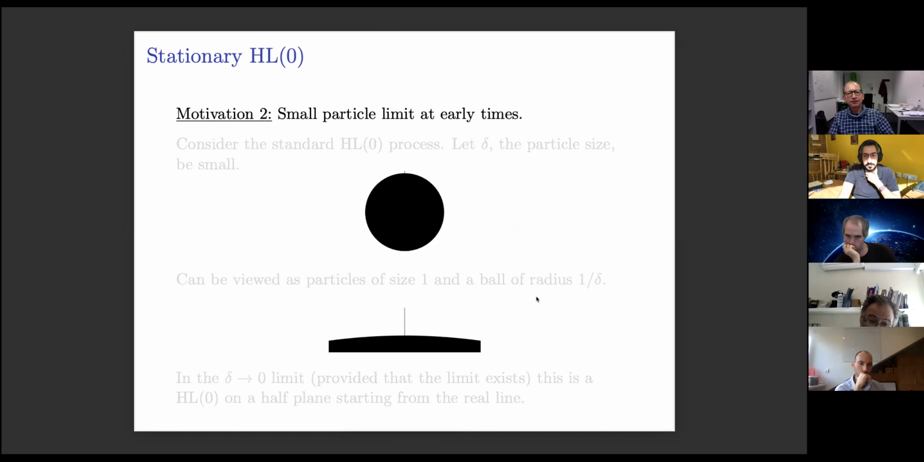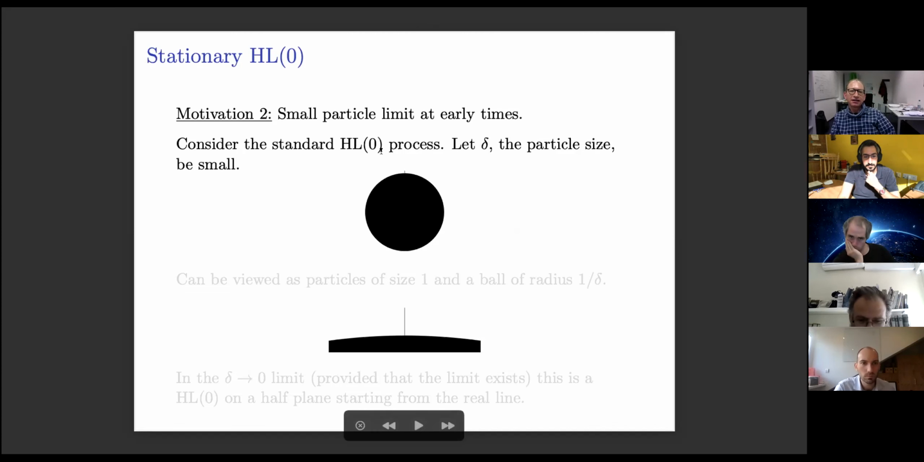The second motivation is to study the same Hastings-Levitov process that we had before, but I want to study the small particle limit at an early time. So I consider the standard Hastings-Levitov zero process, and I take the size of the particle delta to be very small. So in this picture, you see the disk and a little particle, which I hope is visible. For me, it's not really visible, even though I drew it. I probably need new glasses.